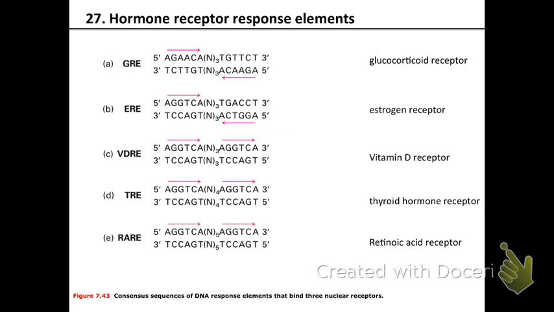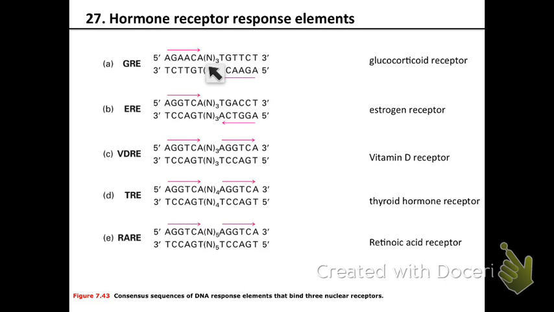So what kind of DNA sequences do they bind? They are shown here. The DNA sequences that these hormone receptor transcription factors bind are called the hormone receptor response elements. Here's an example for the glucocorticoid receptor. This receptor binds as a homodimer. One of the DNA binding domains, coming from one of the proteins, is going to recognize this AGAAC sequence, and the other one is going to recognize the sequence on the other strand.